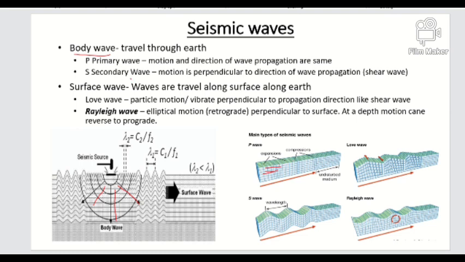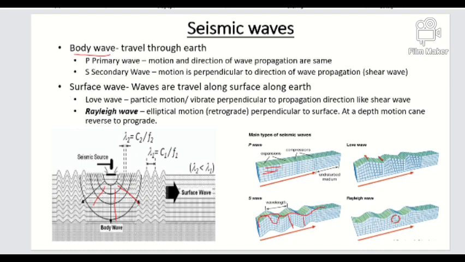Then the secondary wave, the S wave: the particles move up and down, but the wave propagation direction is perpendicular. So this is the shear wave, or transverse wave.